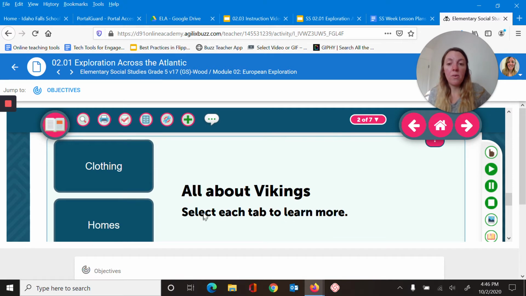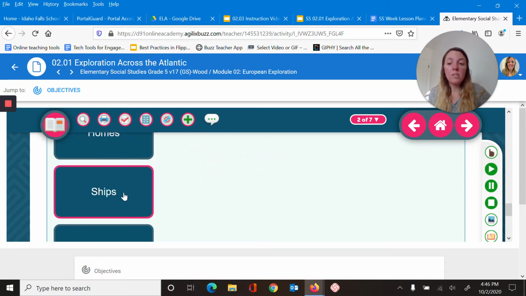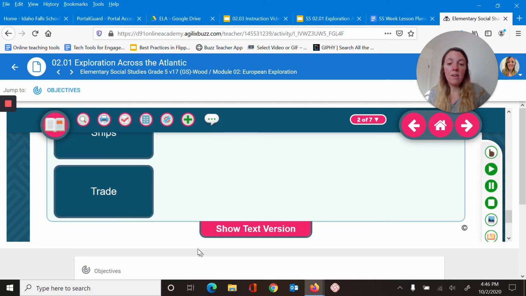Down here it talks about specifics. It talks about clothing that Vikings wore, homes, ships, and trade. And I'm going to bring up the interactive notebook.